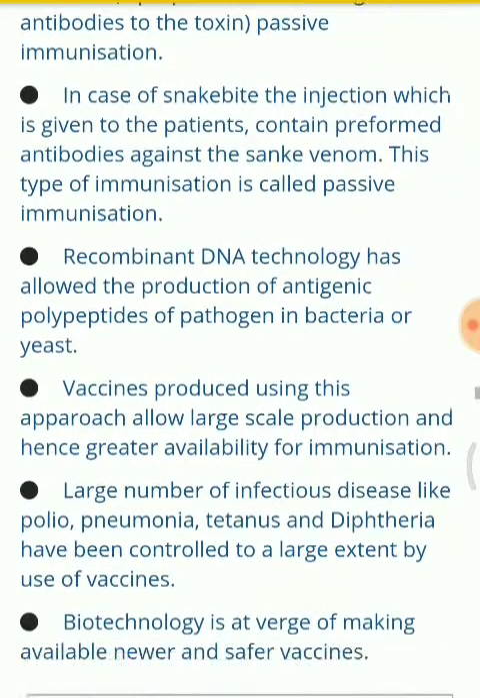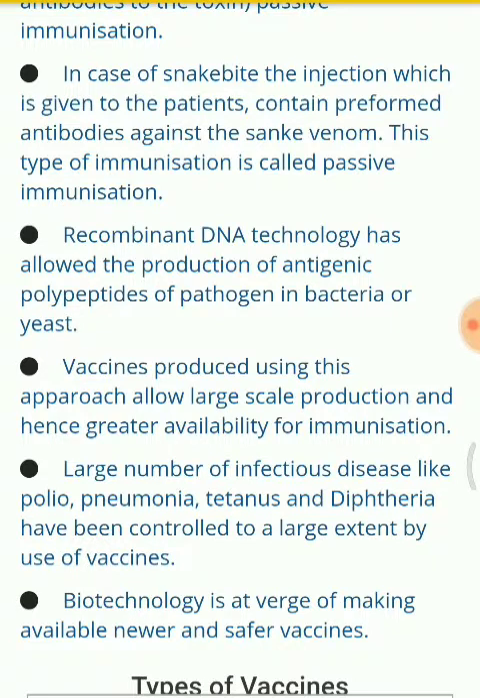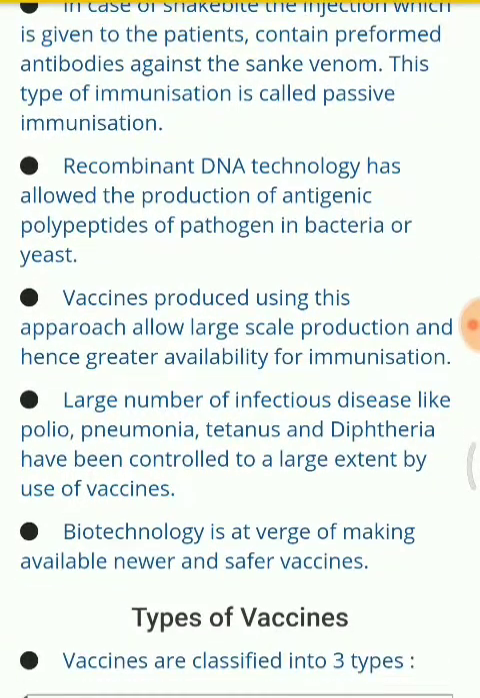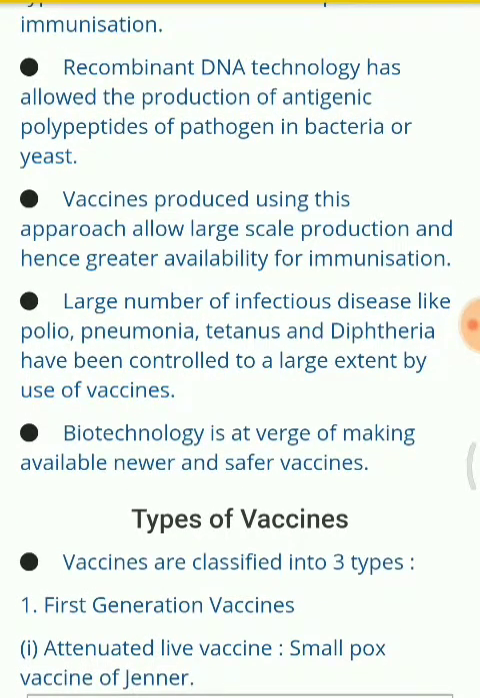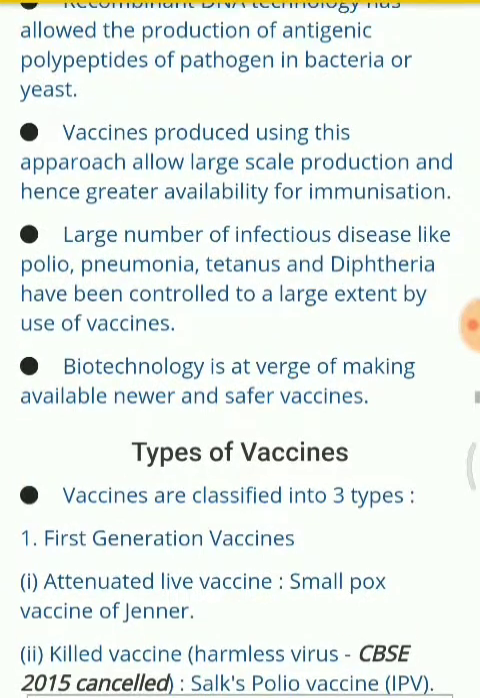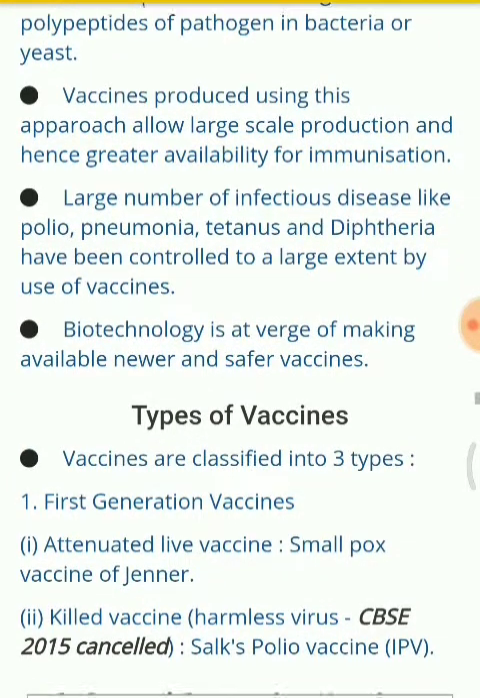Recombinant DNA technology has allowed the production of antigenic polypeptides of pathogens in bacteria or yeast. Vaccines produced using this approach allow large-scale production and hence greater availability for immunization. A large number of infectious diseases like polio, pneumonia, tetanus, and diphtheria have been controlled to a large extent by the use of vaccines. Biotechnology is on the verge of making available newer and safer vaccines.